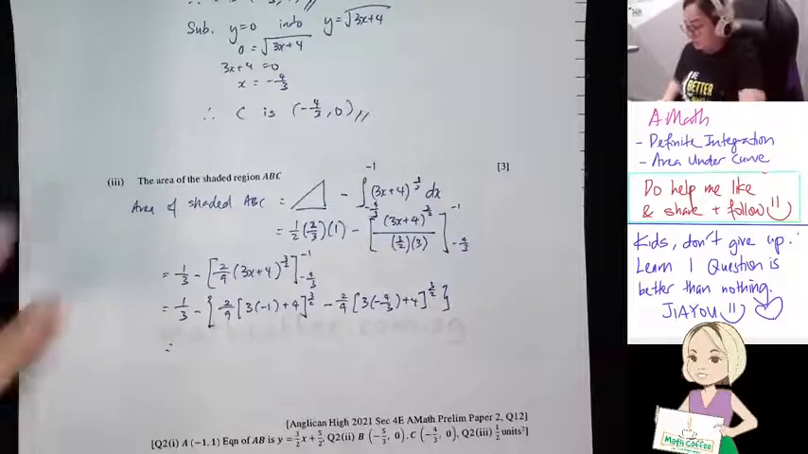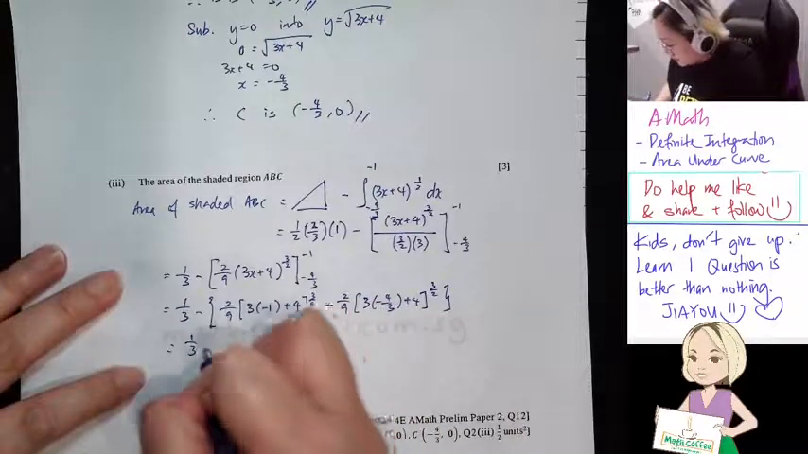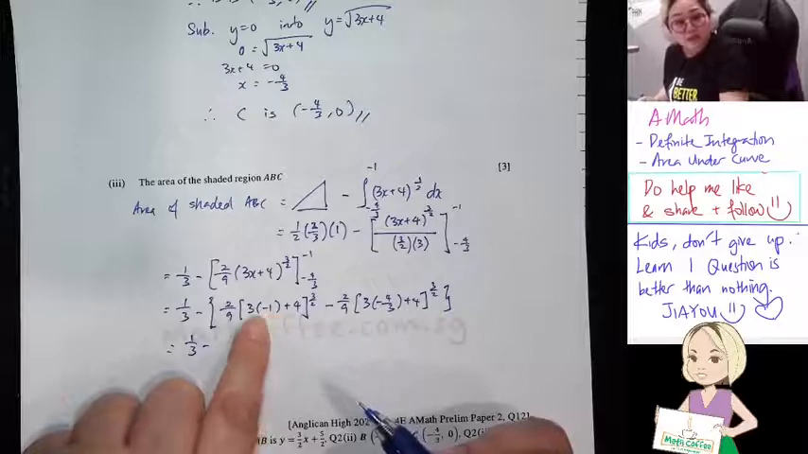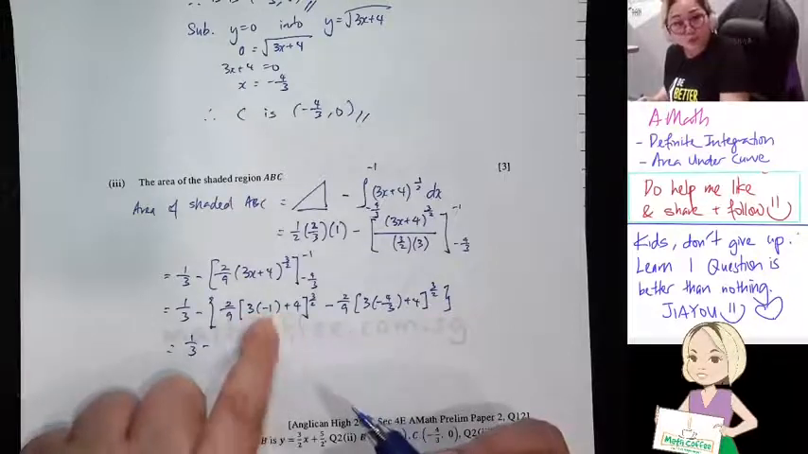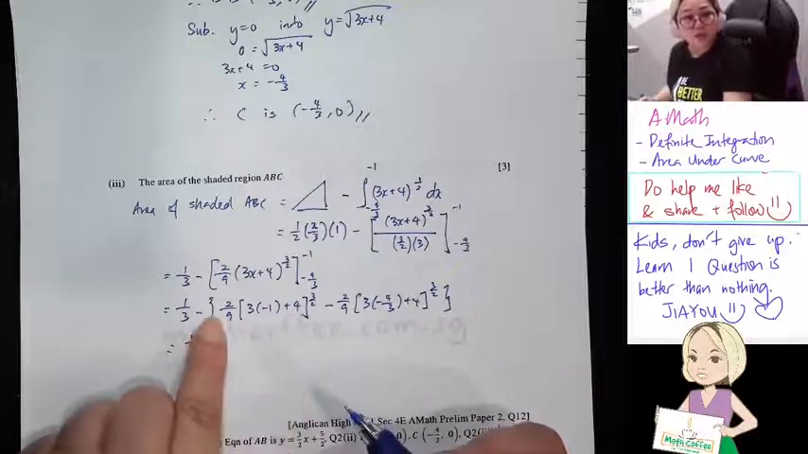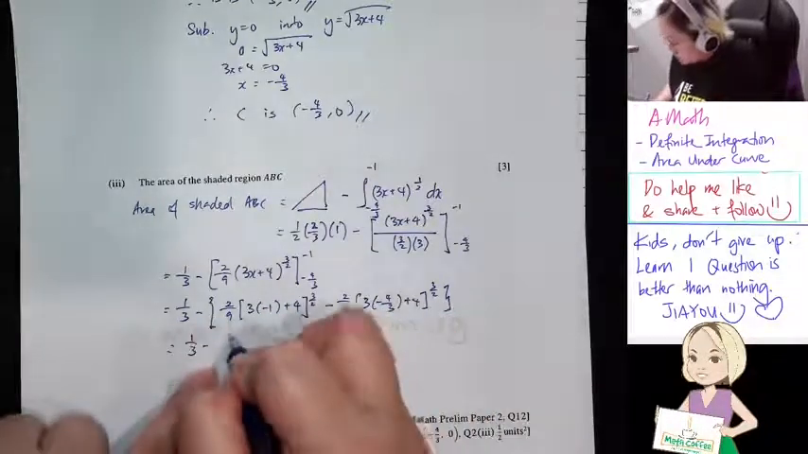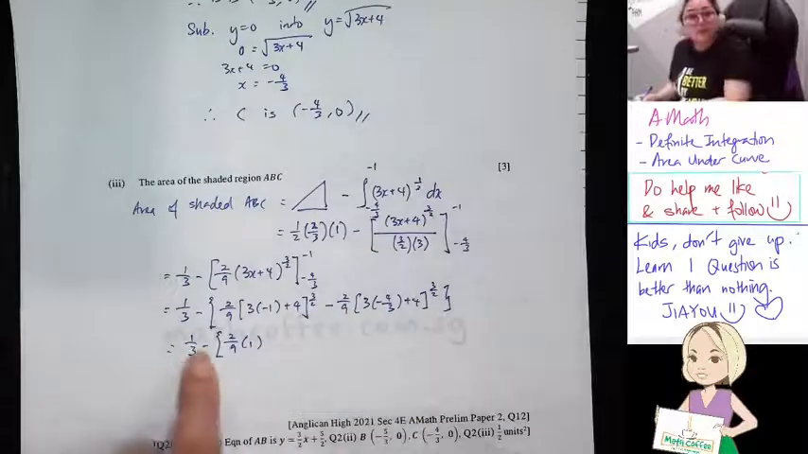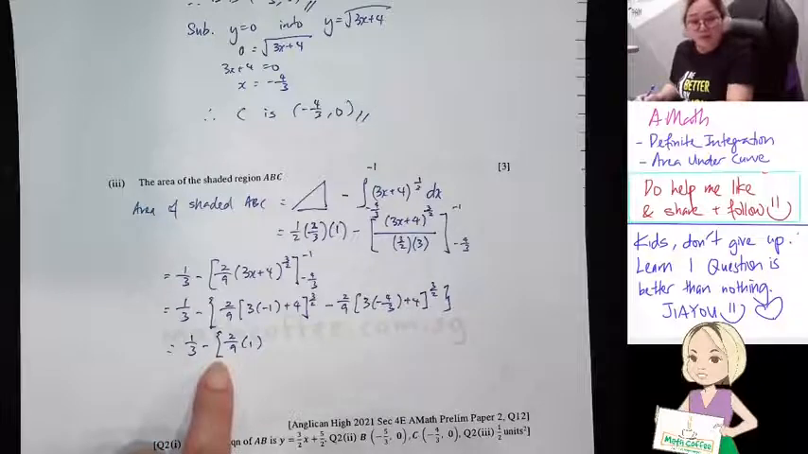Okay, 1/3 minus, see, 3 times -1 is -3. -3 plus 4 is 1. 1 to the power of anything is 1. So actually this first one is actually 2/9 times 1. Let's put my curly bracket first, because this is subtraction, so I need to be very careful with my bracket.